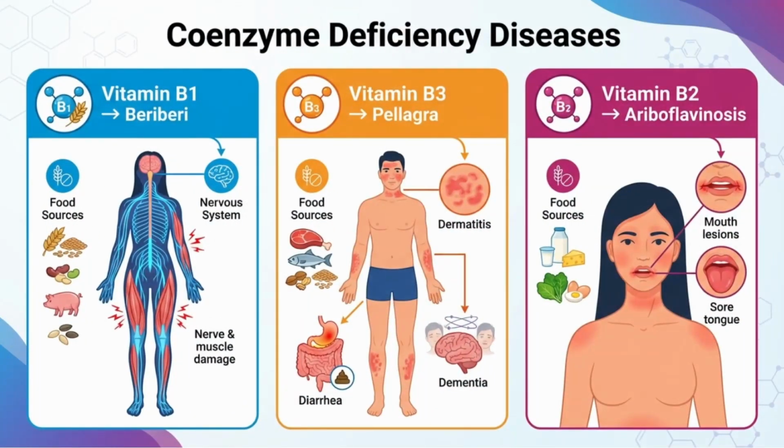Since many coenzymes are derived from vitamins, their deficiency leads to significant clinical conditions. A deficiency of vitamin B1 results in Beriberi, characterized by neurological and muscular impairments. Vitamin B3 deficiency causes Pellagra, which presents with dermatitis, diarrhea, and dementia. Similarly, vitamin B2 deficiency leads to Ariboflavinosis, marked by inflammation of the mouth and skin. These diseases illustrate the critical importance of coenzymes in maintaining normal physiological function.